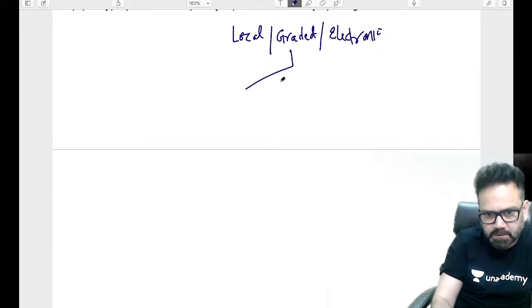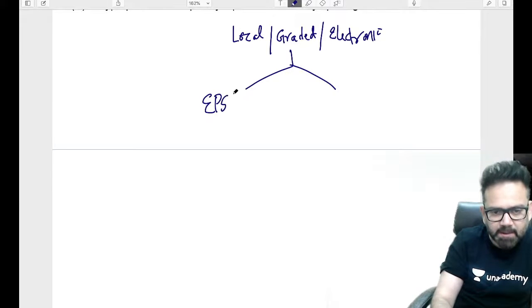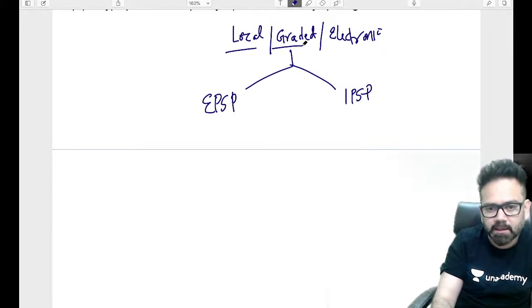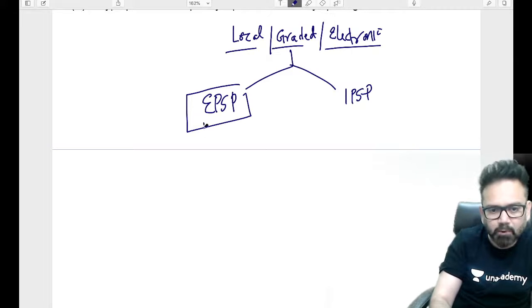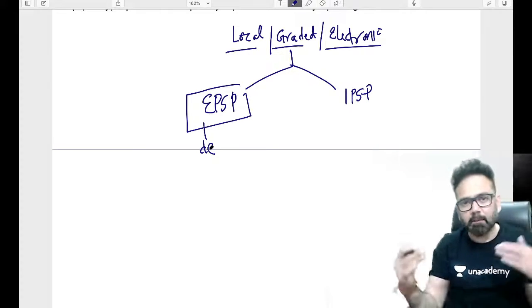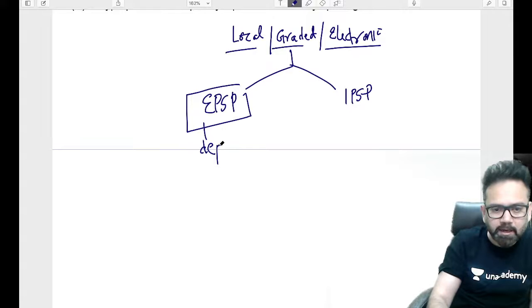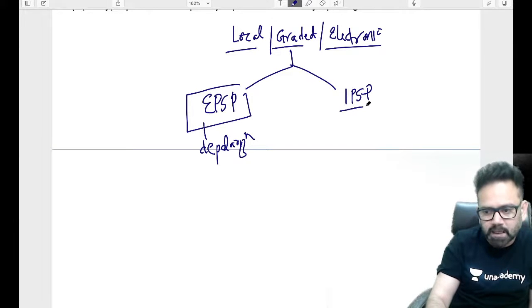These are of two types. Either it can be excitatory post-synaptic potential, or inhibitory post-synaptic potential. Both are local potentials, both are graded potentials, and both are electrotonic. Excitatory post-synaptic potentials cause depolarization; when they summate together, they cause depolarization and convert into an action potential. Inhibitory post-synaptic potential causes hyperpolarization.